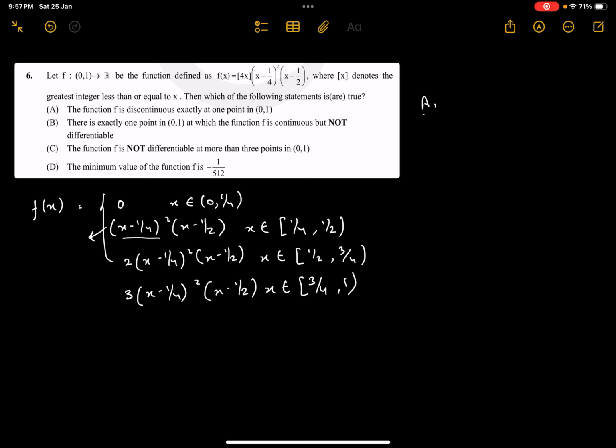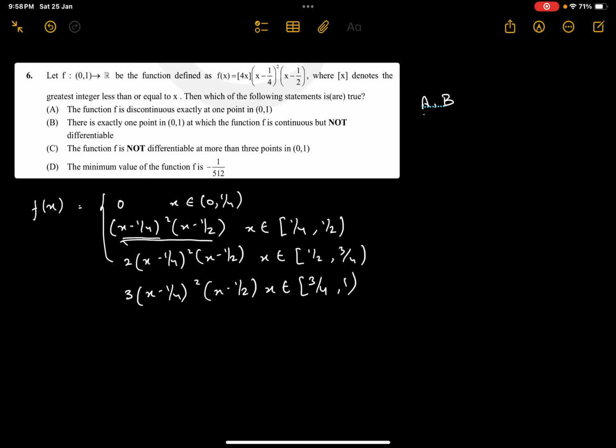The next is at x equals half. At x equals half the right hand derivative would be from this and the left hand derivative would be from this, and it won't be 0, so the limits would be different. The left hand derivative would be half of the right hand derivative because of this coefficient. So half is the point at which the function is continuous but not differentiable, so B is also correct. At 3 by 4 it's discontinuous anyways.